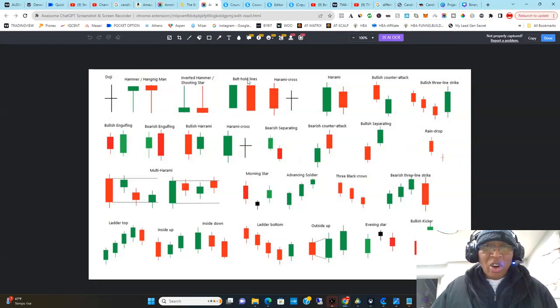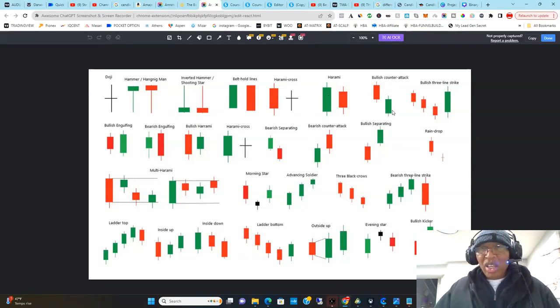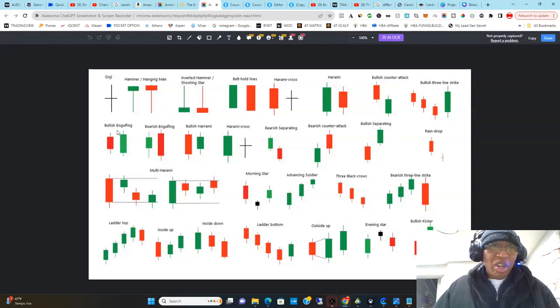And then we have the belt hold lines. You can see them there. We have the harami cross. You see that? A red candle followed by a doji, almost looking like a doji over there. Then we have the harami. Bullish counter attack, a red followed by a green. Bullish 3-line strike: red, red, red, and then a green candle shows up. If you understand these patterns, you can take the trades accordingly. Bullish engulfing: you can see a small red candle followed by a huge bullish green candle there.